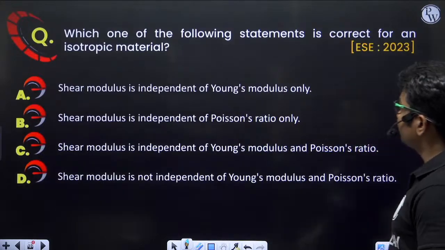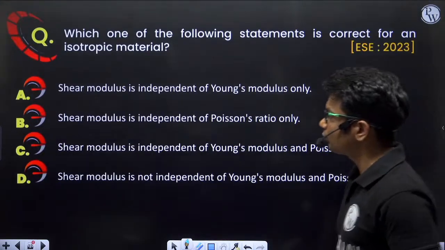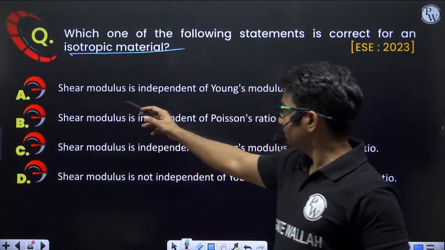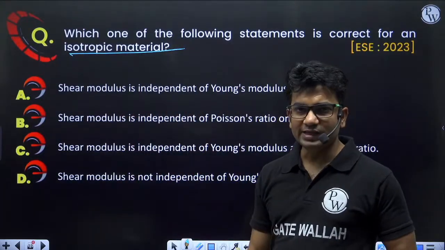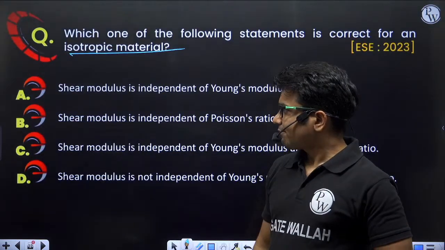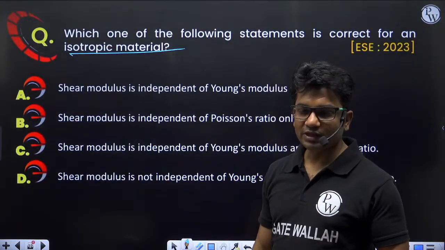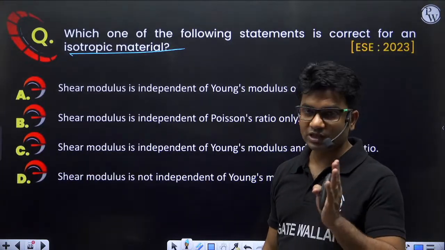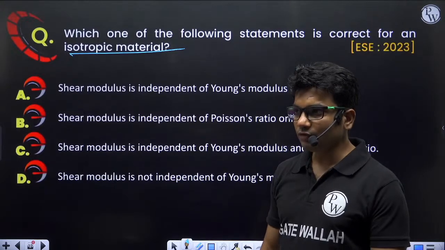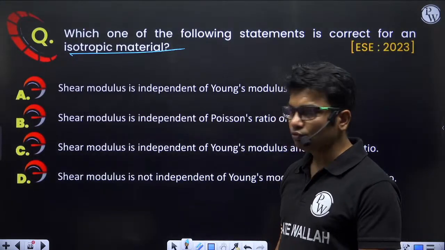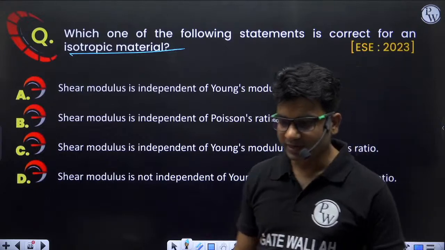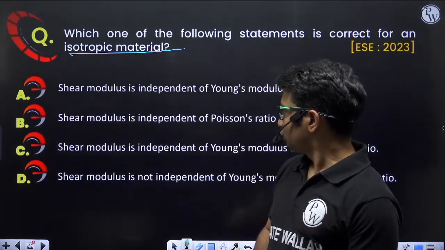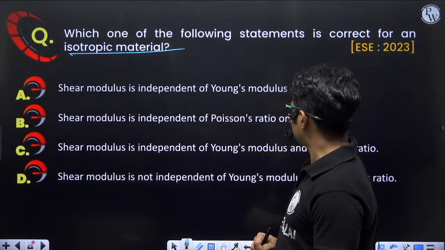Next question, which one of the following statements is correct for an isotropic material? For an isotropic material, we have 4 elastic constants. What are they? Shear modulus, Young's modulus, bulk modulus and Poisson's ratio. Out of them only 2 will be independent and the remaining 2 can be found out.